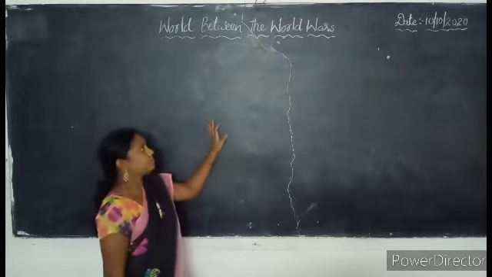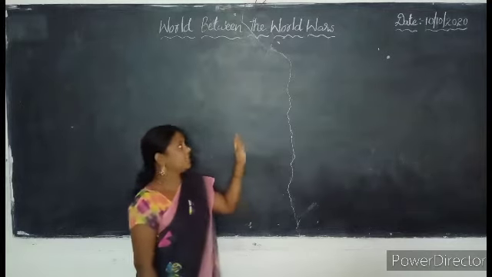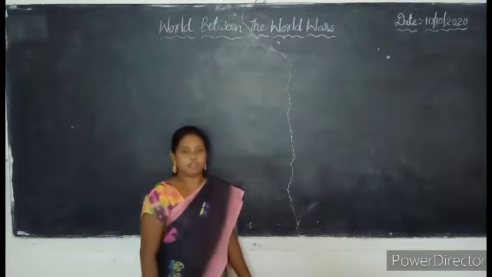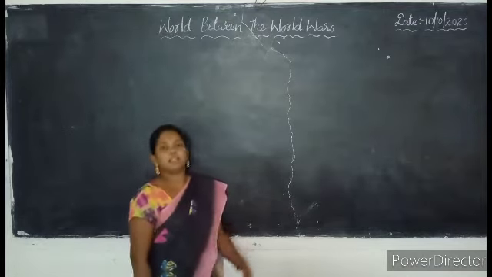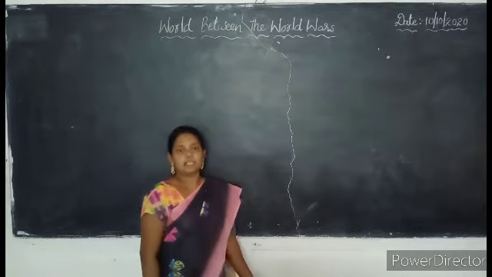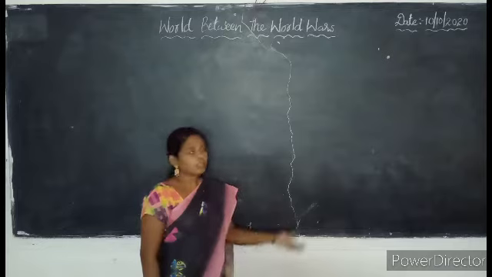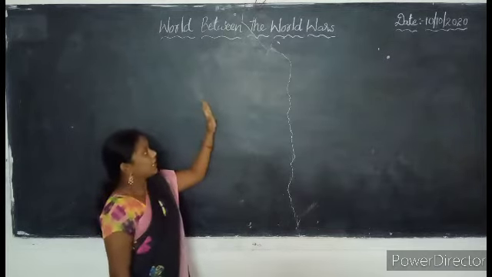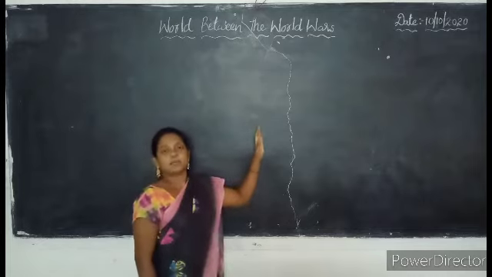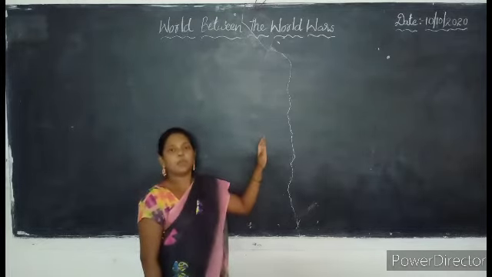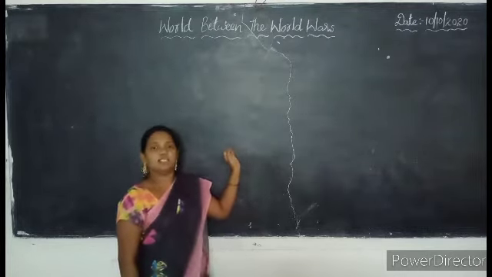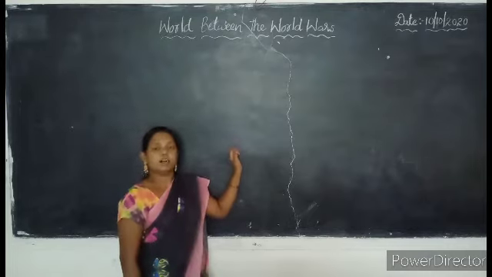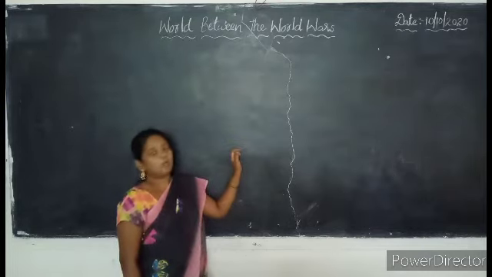So let us start. Already in the last class we have seen the Allied powers defeated the Central powers. What are the Allied powers? Britain, France, USA defeated the Central power countries like Germany, Turkey. Now the Allied powers thought that Germany was the main reason for World War I, so they wanted to punish Germany. They imposed harsh terms and conditions on Germany. Why? Because Germany was the main reason for World War I.